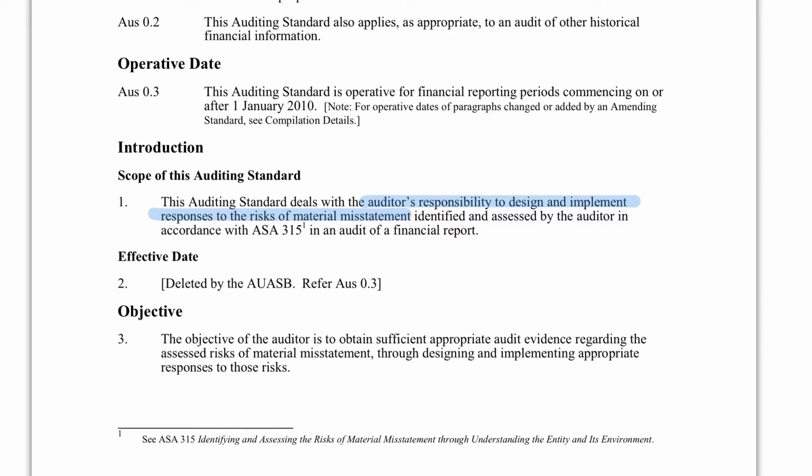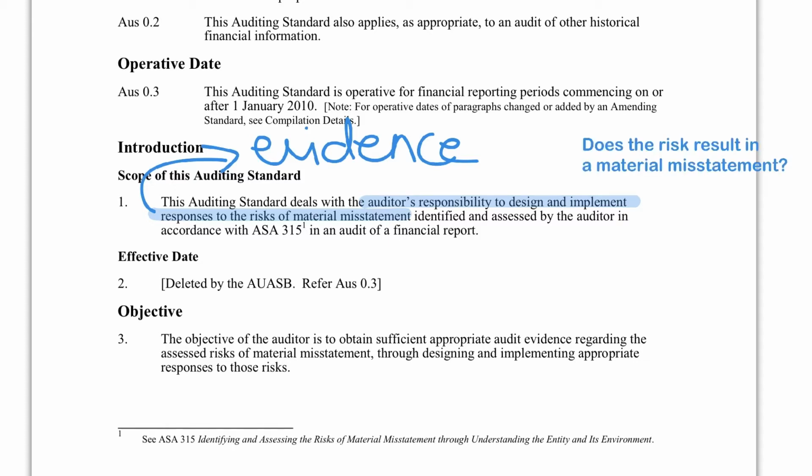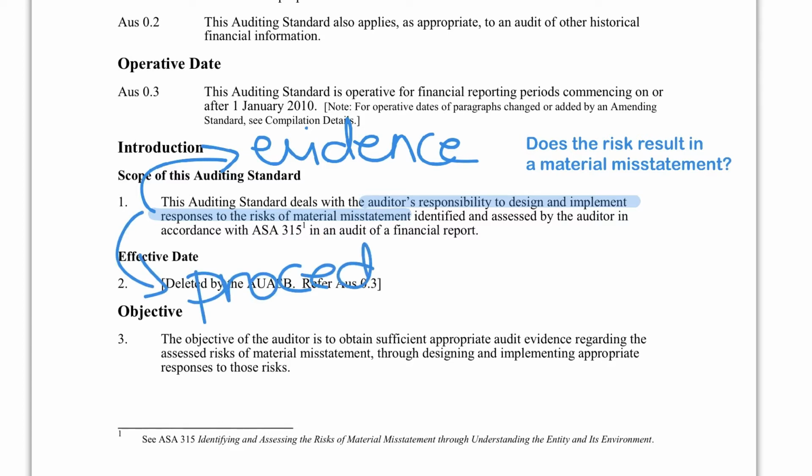So what does it mean by responses? Responses are really about how we're going to collect our evidence to determine whether there really is a misstatement caused by this risk. Our question is, does the risk result in a material misstatement? And what we have to do is go and collect evidence through designing and implementing audit procedures. So another thing linked to that is that we're going to be looking at designing procedures to determine whether that significant risk does result in an error or whether it's all correct. So that is the purpose of our standard.